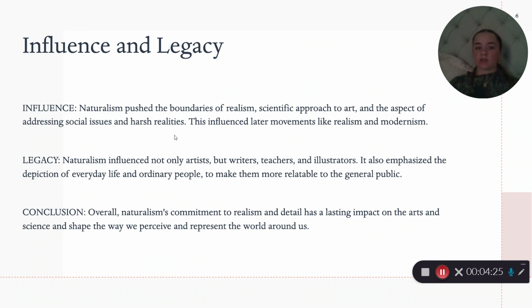Legacy. Naturalism influenced not only artists, but writers, teachers, and illustrators. It also emphasized the depiction of everyday life and ordinary people to make them more relatable to the general public.